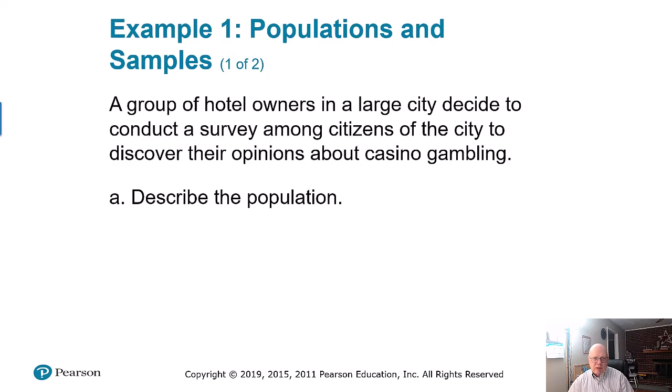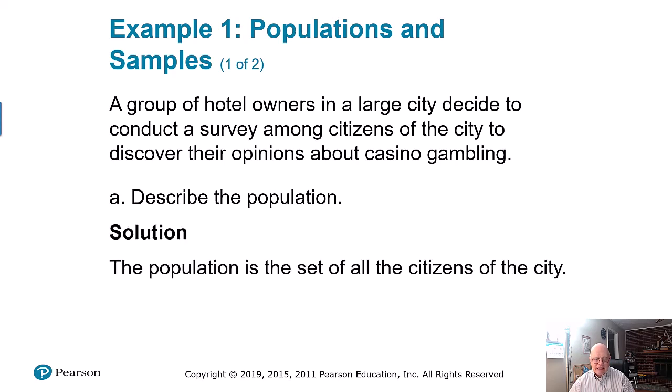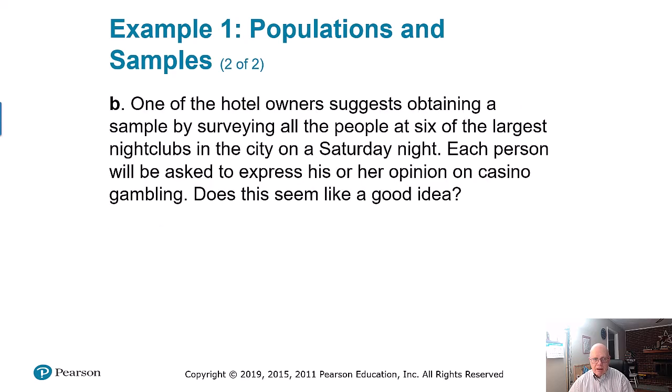So let's look at some examples. We've got a group of hotel owners, and they want to know what people think about casino gambling. Well, maybe they want to have some casino gambling in their hotels, because that means more money. First, you want to describe the population. Who are you interested in? Well, it's all the citizens of the city in this case. Part B, survey all the people at 6 of the largest nightclubs in the city and ask them what their opinion is. Does this seem like a good idea?